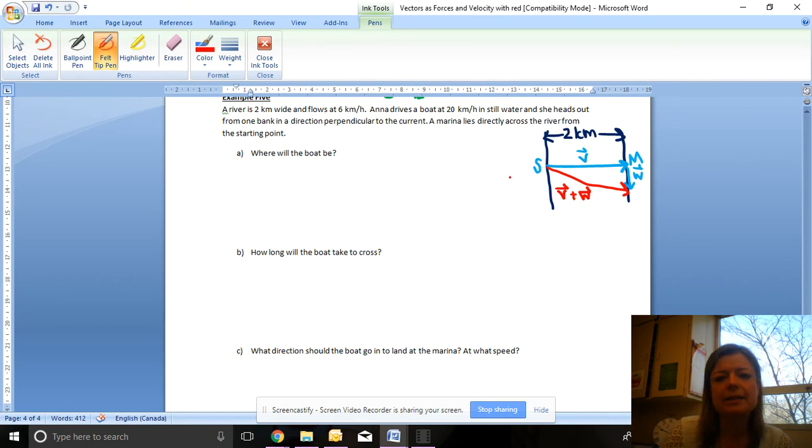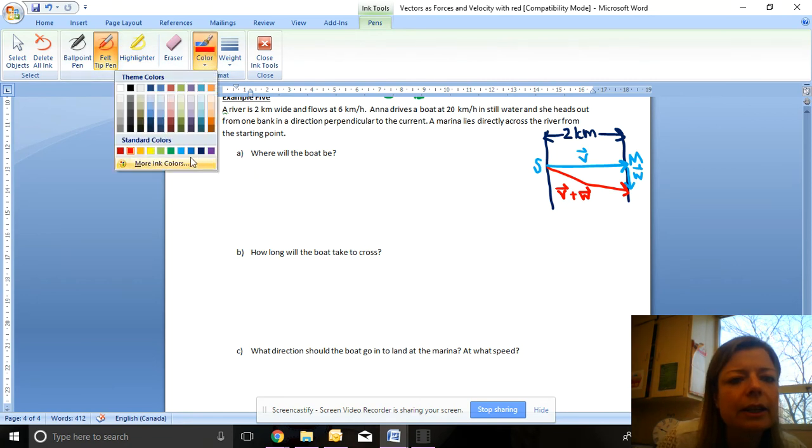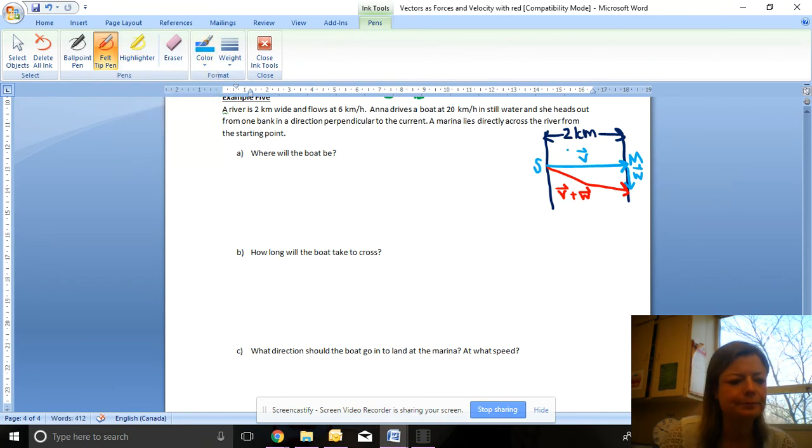So where is the boat going to end up? Well, let's think about this. So this distance is 2 kilometers, but the magnitude of this vector here is actually 20. Okay, so the magnitude of v is 20 because that's its speed. And the magnitude of w is 6. So we can think about this as 20 and this as 6. But we also know that this is 2 kilometers. So we can use ratios to find out how long this w vector is.